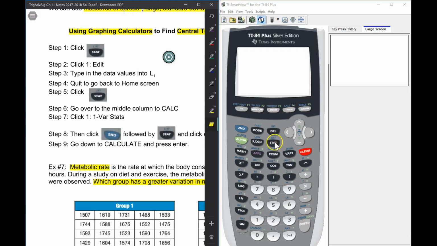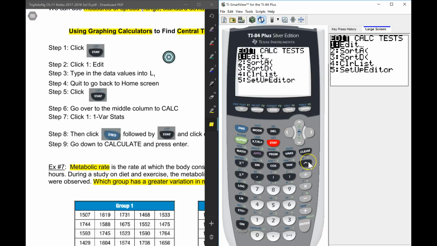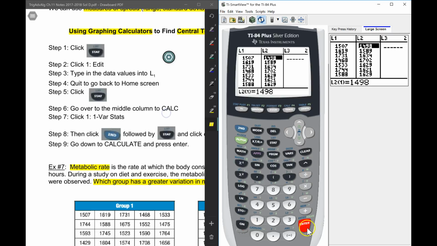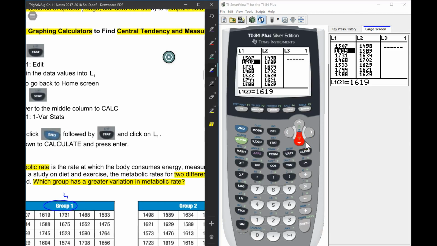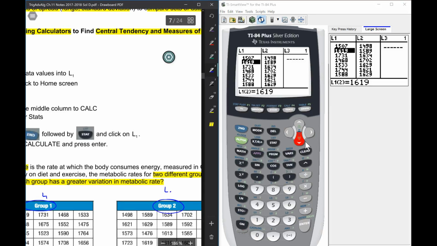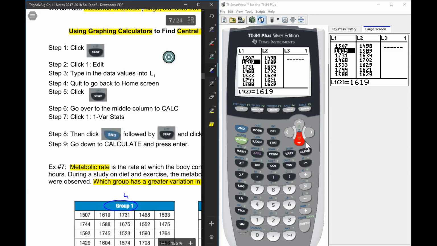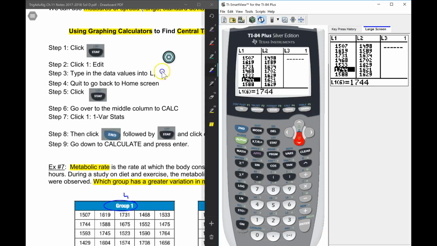So we're going to click Stat, Edit, Enter. What you want to do is type the numbers in group 1 into L1, so 1507, 1619, and then the numbers in group 2 into L2. I've already done this, but what I want to show you is at the very bottom, you see how it keeps a counter? So this is L1, 13, 14, 15. Just make sure that you do have 20 terms.